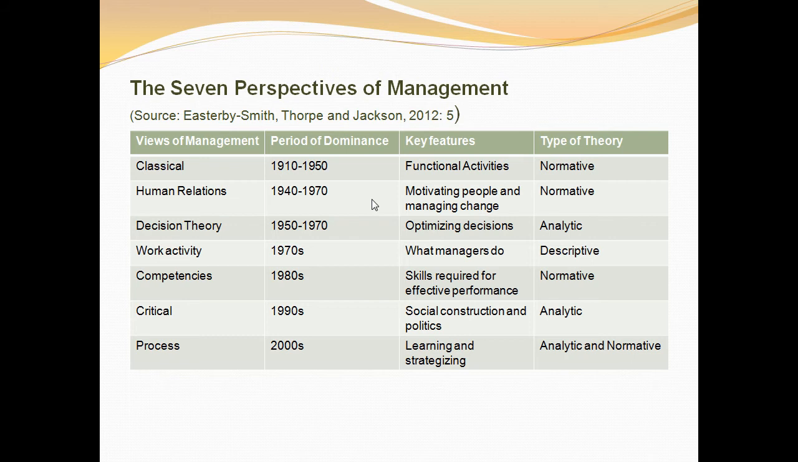So if we start first of all with the classical view of management, the period, as it says there, 1910 to 1950s, it focused on the key functional activities of management. Nowadays we would classify them as departments, but also as the role of management. Going back to what I said previously about coordination, planning, organising, etc., this comes under a normative theory perspective because it's to do with what managers do. So it's about what managers do within their functional activity.